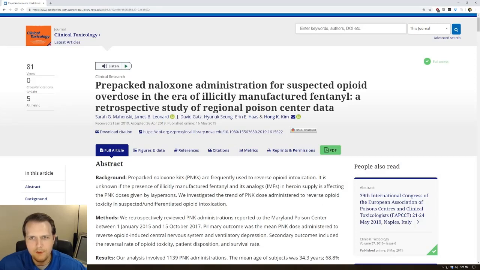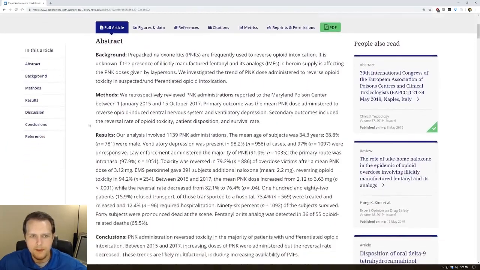Basically, like the title says, they're looking at using pre-packed naloxone for treating suspected opioid overdoses. Also important here, a retrospective study of the regional poison center data. So I already know a lot about this study even before reading anything about it. They'll list their authors, when it was published, etc. And then, of course, their abstract.